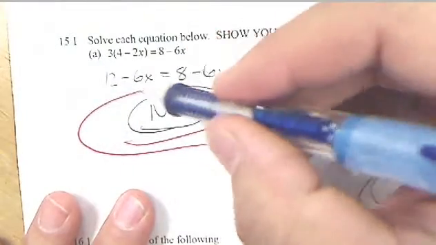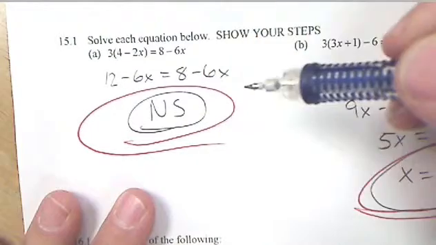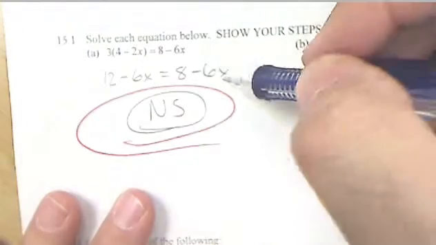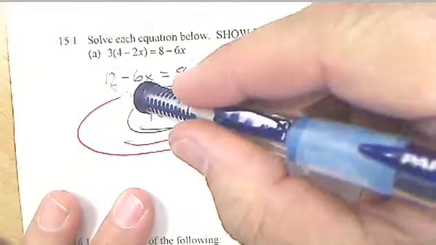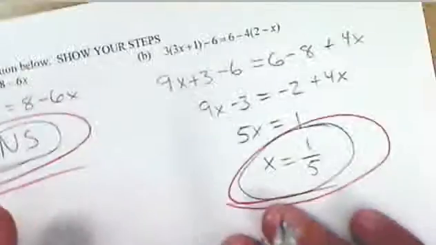Distribute, so we get to 12 minus 6x. Add 6x to both sides. Eliminates, leaves me 12 equals 8. That's no solution. That's never true.